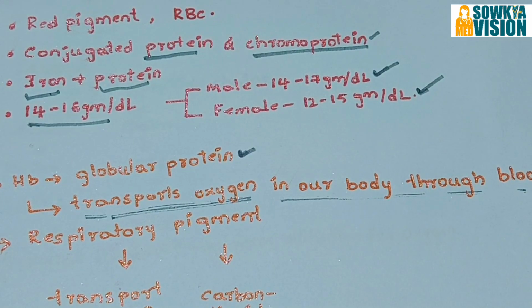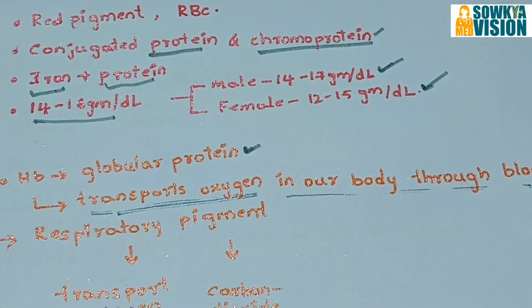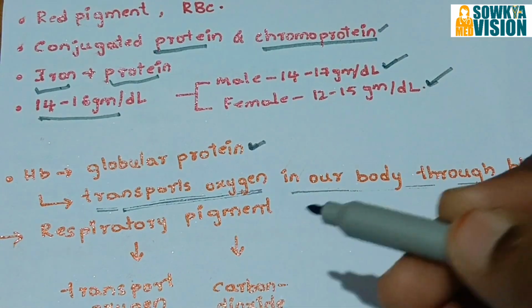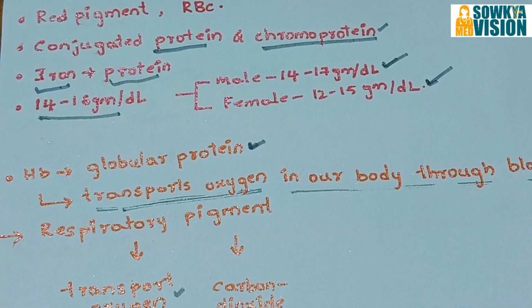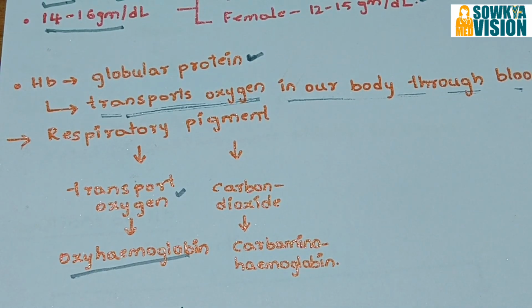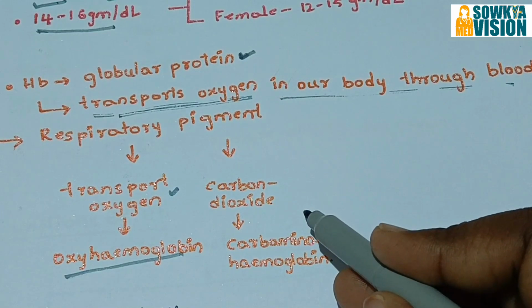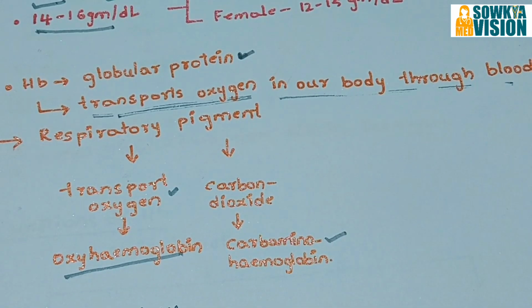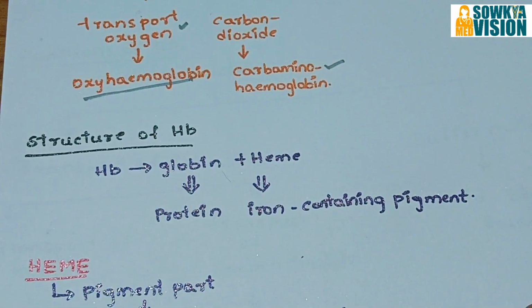RBCs are present in blood, right? So RBCs contain hemoglobin. The hemoglobin binds with the oxygen and transports it in the blood. So it is a respiratory pigment, which has the ability to transport oxygen by forming oxyhemoglobin. It also transports carbon dioxide by binding with carbon dioxide, forming carbaminohemoglobin.